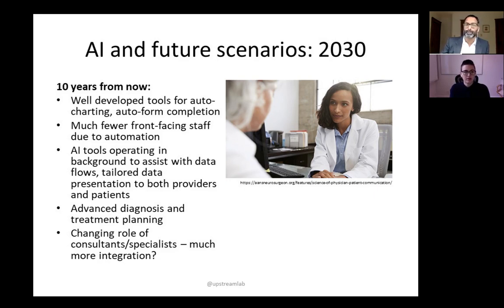So how will this change our practices? I think we'll see more AI tools operating in the background to assist with data flow and tailoring data in a way that is the best for both the provider and patient. So instead of seeing an EMR that looks the same for every patient, it's actually tailored to the patient in front of you. I think we'll see a lot more use of AI in diagnosis and treatment planning, but we'll see this changing role of specialists and consultants. I think we'll see much more a breaking of the model of referring someone out to a specialist, getting a report, and then they come back. I think we'll see much more breaking down of the boundaries.